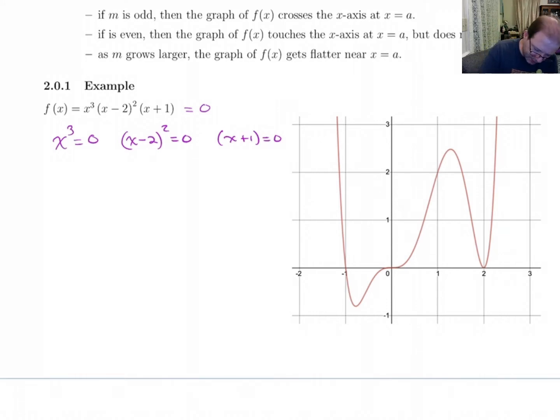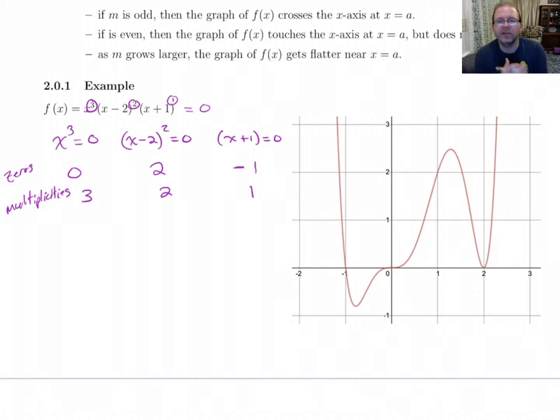So this gives me 0. This gives me 2 for a solution, and this gives me -1. Those are my zeros. And the multiplicities come straight from these exponents here. So the multiplicities are 3, 2, and 1.